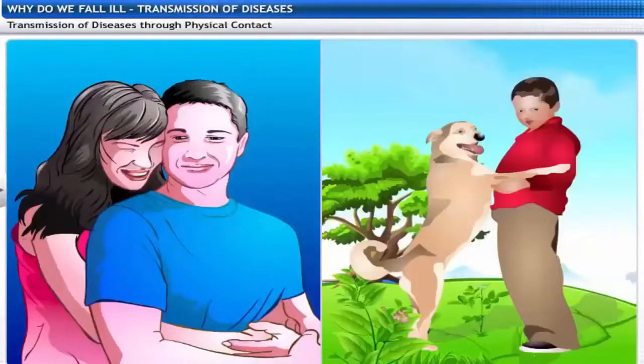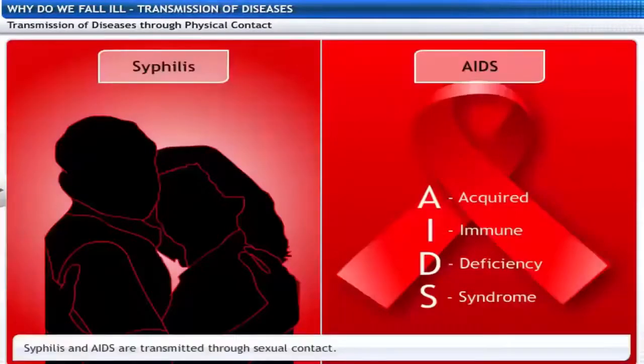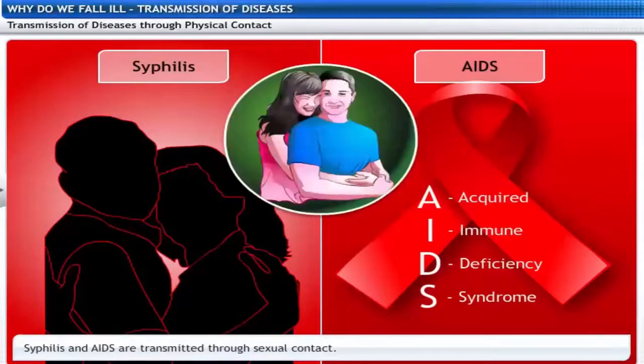Close physical contact is another way of spreading diseases. Syphilis and AIDS are transmitted by sexual contact. However, these diseases are not transmitted through casual physical contact like a handshake or a hug.